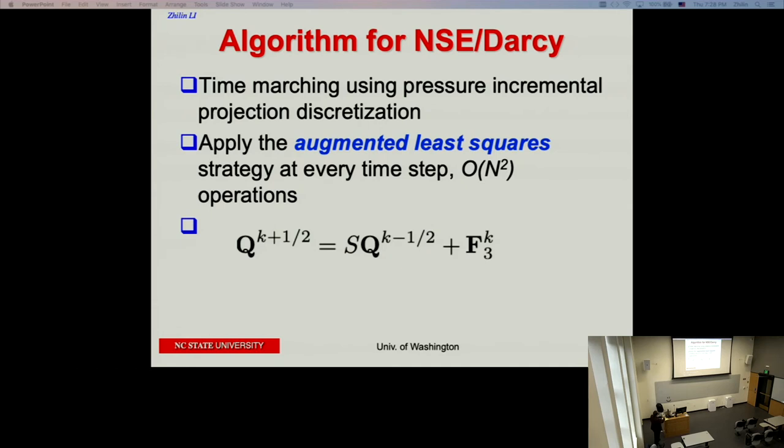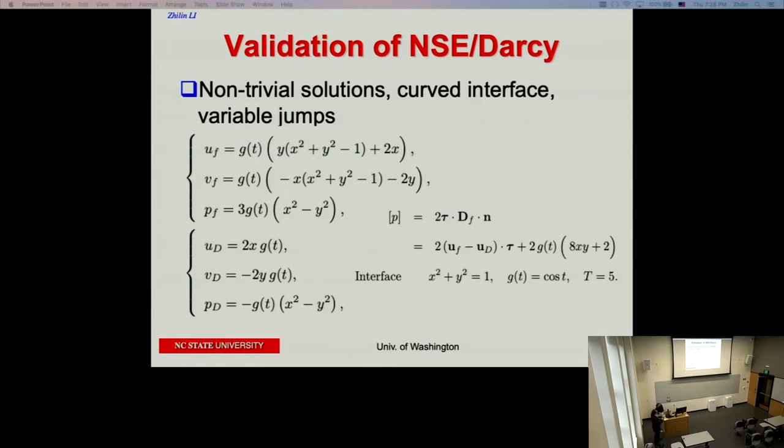But anyway, I use least squares to do this problem. And for the Navier-Stokes-Darcy equation, this is a time-dependent problem. So what we did is the pressure increment projection method, and I put in the augmented system equation. Because the boundary doesn't change and the time step doesn't change, the Schur complement matrix is fixed, so I just do the LU decomposition once, on the first time, okay? And that's the idea.